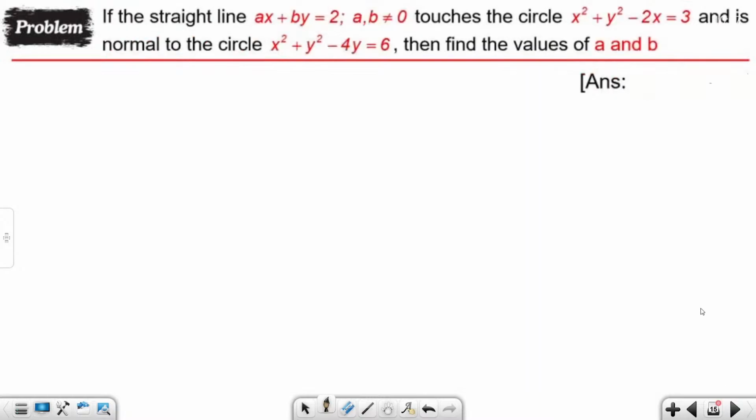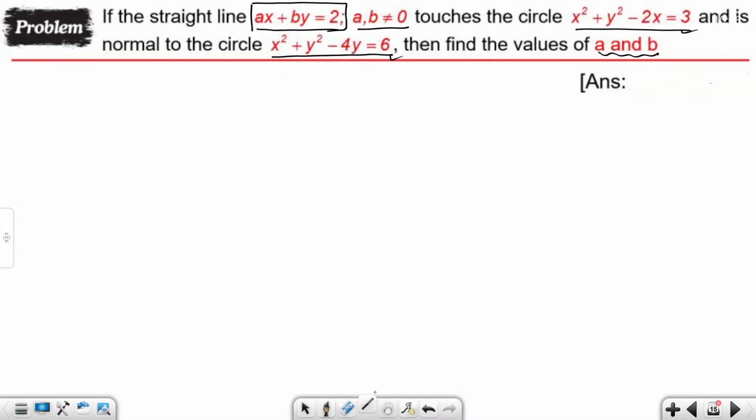The question is, if the straight line ax plus by plus 2, a and b not equal to 0, that they have said, touches the circle this and is normal to the circle this, then find the value of a and b. Okay. So this given line is tangent to this circle and normal to this circle.